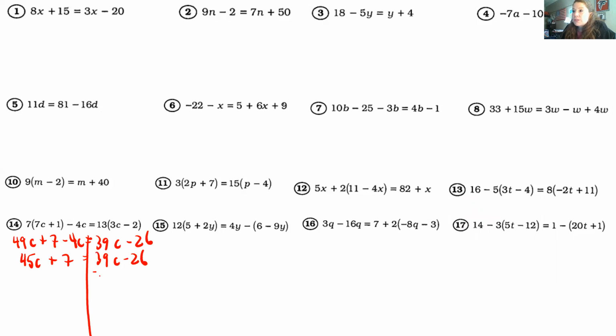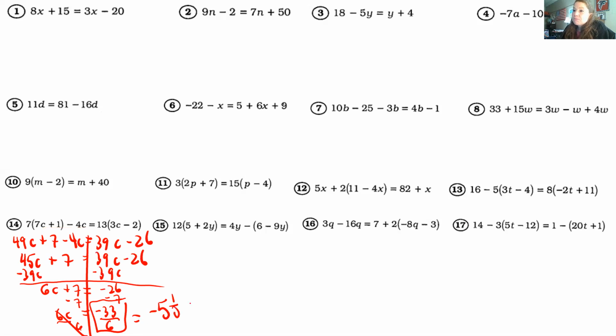So I'm going to move my smaller c, which is minus 39c. So 45 minus 39 is 6c plus 7 equals negative 26. Then I'm going to subtract 7 from both sides. So I have 6c is equal to negative 33. And then to get rid of times, I'm going to divide both sides by 6, and c is equal to negative 33 over 6, or I could write negative 5 1/2. That's good, or negative 5.5.